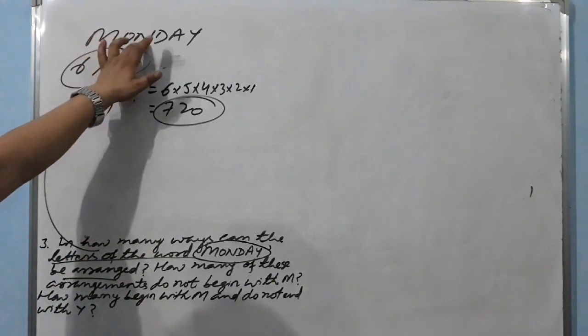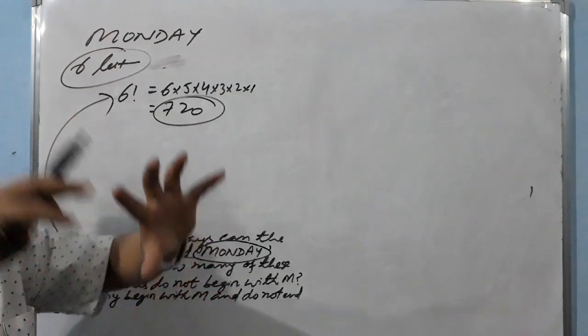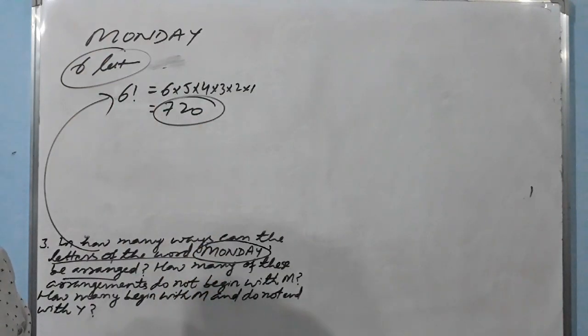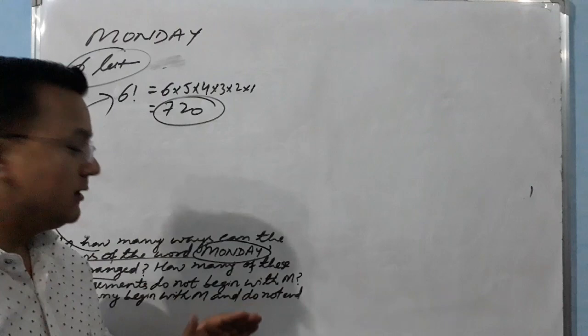Sometimes we get A, O here, M here, sometimes N here, O, M here, like this, with 720 arrangements we can get. So I think you are clear, no problem.